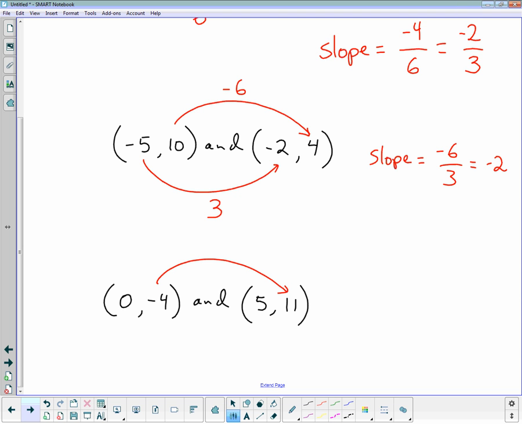How far is that? How much? You went from -4 to 0, and then from 0 to 11. 15. How much? 5. 15 divided by 5 is 3.